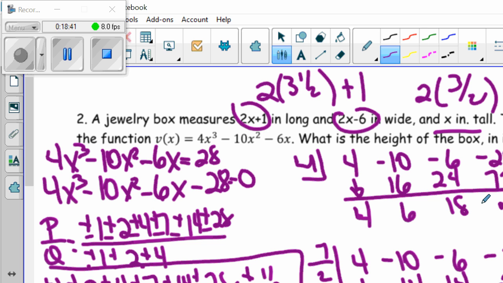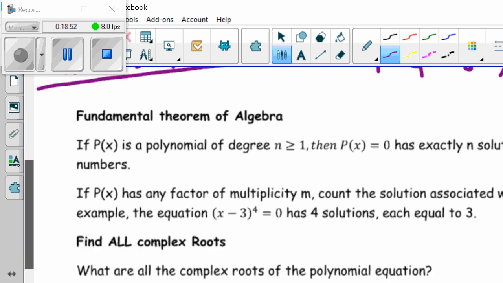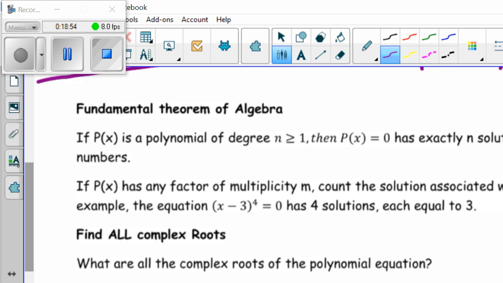Okay. All right, so the last thing that we're going to look at for today is what's called the fundamental theorem of algebra. It tells me that if p of x is a polynomial of degree n greater than or equal to 1, then p of x equals 0 has exactly n solutions in the set of complex numbers. Okay. If p of x has a factor of multiplicity m, count the solution associated with that factor m times. For example, the equation x minus 3 to the 4th power equals 0 has 4 solutions, each of them equal to 3.